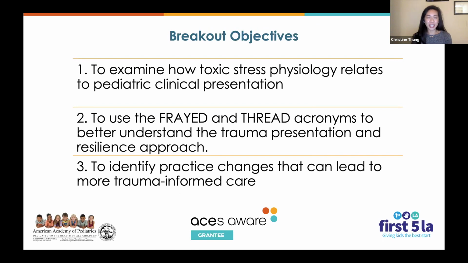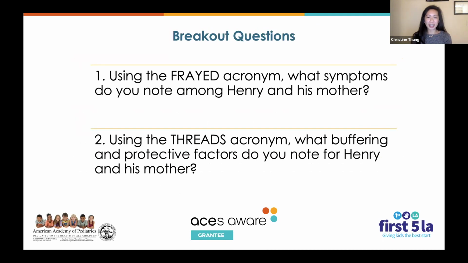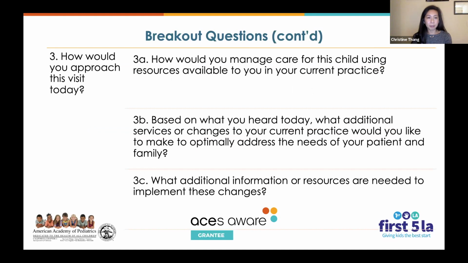From what Dr. Shakinaz was saying, it seems like many people are already starting this process in the chat box. So the questions we'll be looking at are: using the FRAID acronym, what symptoms do you note among Henry and his mother? Using the THREADS acronym, what buffering or protective factors, those skills of resiliency, do you note for Henry and his mother? And thirdly, how would you approach this visit today?